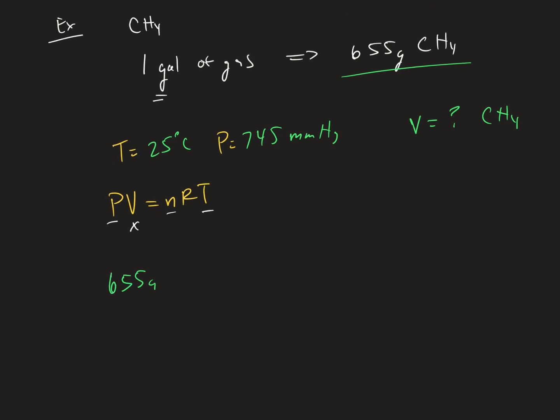Yeah, we have 655 grams of methane. The molar mass of methane is about 16.032. Good? And moles is represented by n? Yes. Okay. And so we go 655 divided by 16.032. Somebody do that for me. Okay. So we should get 40.83 moles of CH4. We good? Now we have the number of moles, so this is equal to n.